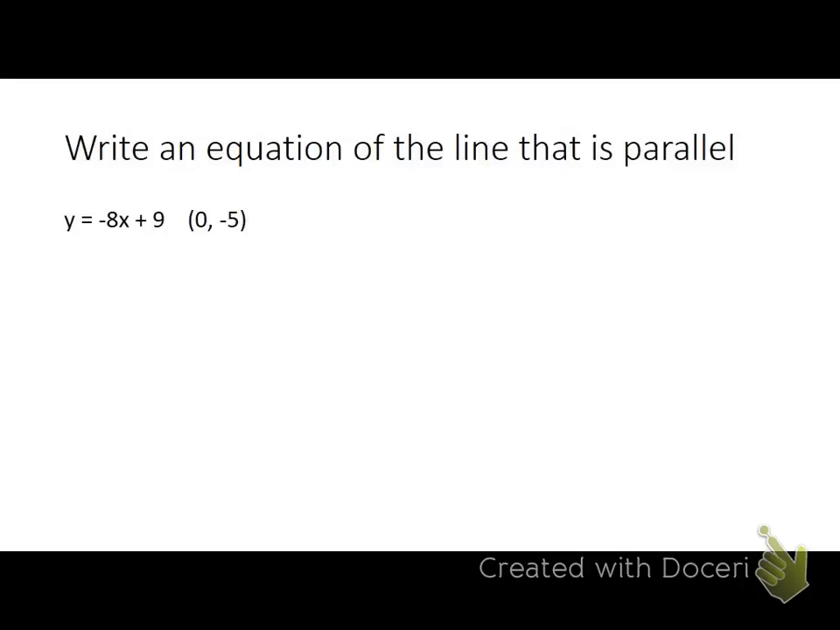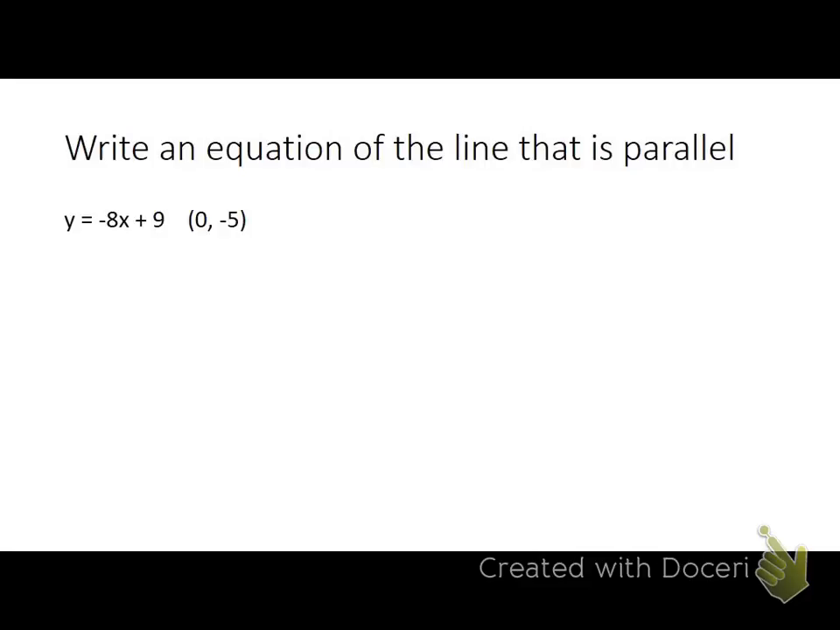Write an equation of a line that is parallel and passes through this point. Okay, write an equation of the line that is parallel. So remember, on a graph, if I have parallel lines, I have to have 2 lines. This is the first line. That's the equation for my first line. I need to write the equation for my second line that's parallel and passes through point 0, -5. What do I know about the slopes of parallel lines? They have the same slope.